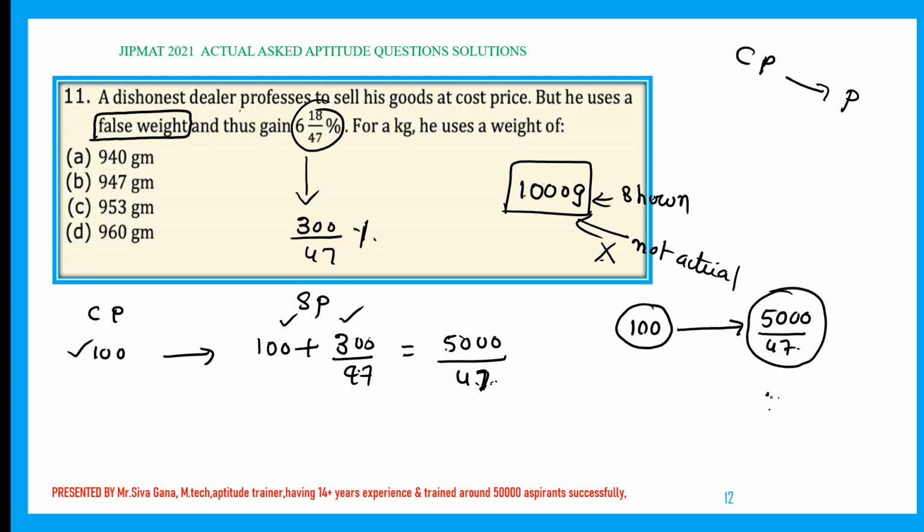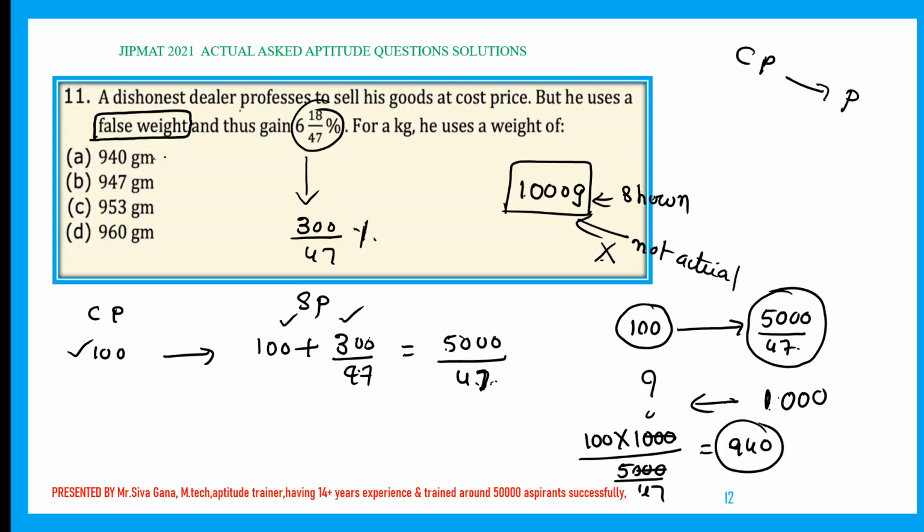Now he is showing 1 kg, 1000, but its actual weight is how much? You can take this question in this way, which is nothing but 100 into 1000 whole divided by 5000 divided by 47. The 3 zeros cancel with 3 zeros, so 5 2s, so 47 into 2 is 94, 0.